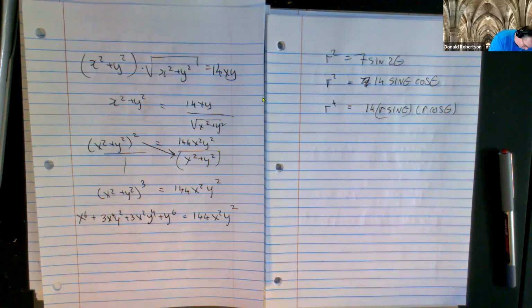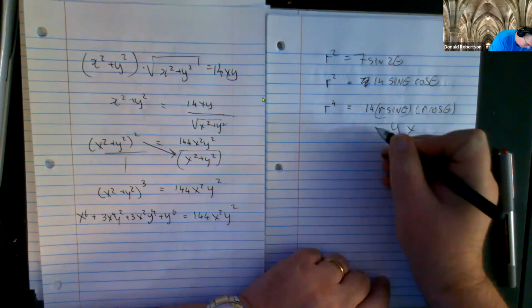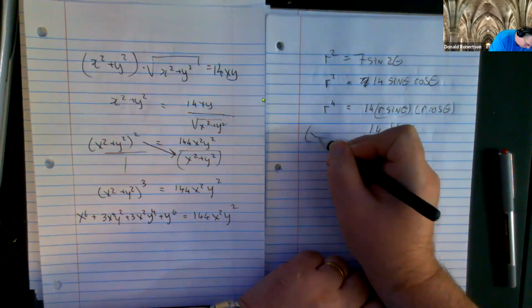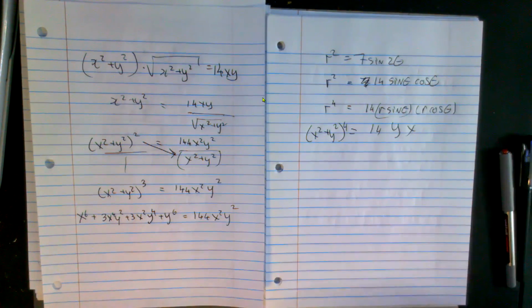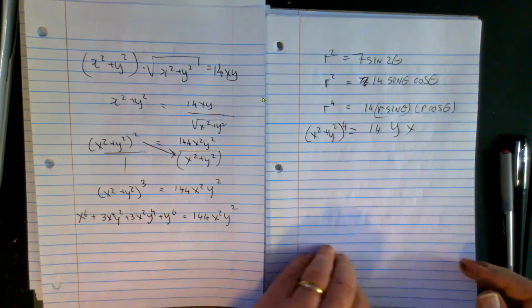Okay. So you get x, y, and a 14, and x squared plus y squared to the 4, which looks much nicer, doesn't it? Yeah. Okay. Anything else?